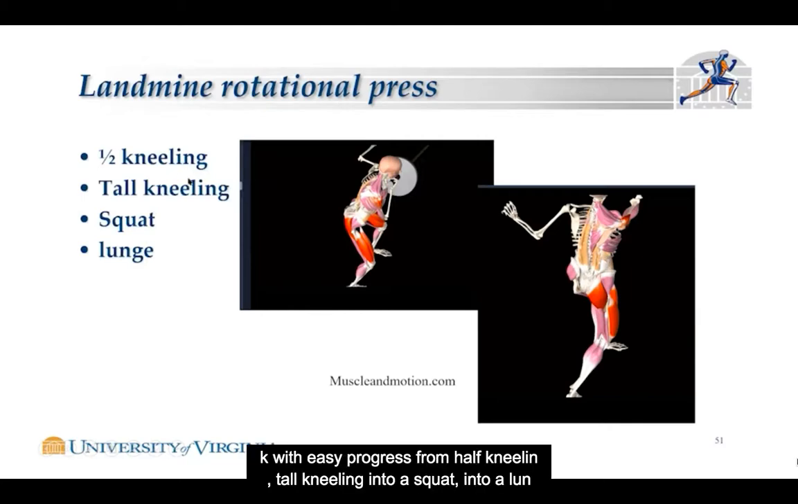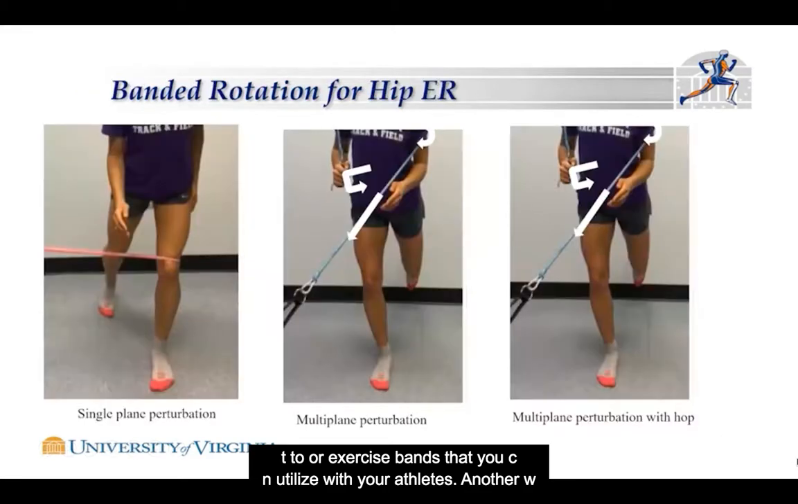With these, you can progress from a half kneeling, tall kneeling to squat into a lunge position with your athletes. And as I said, I like the landmine exercises. You don't need a landmine to do it. You can do it with a piece of tubing, or exercise bands that you can utilize with your athletes. Another way you can look at things, right, is a banded rotation for hip external rotation.